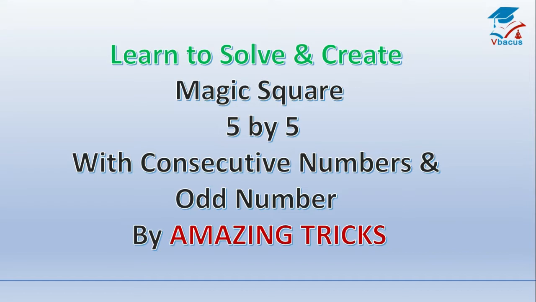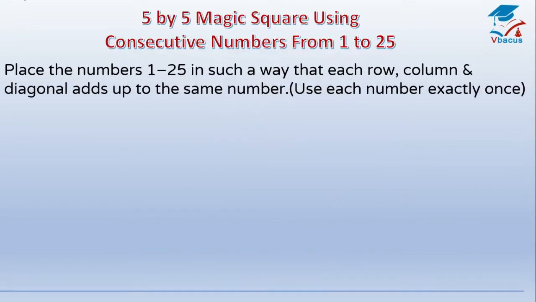Today I am here again with a new topic of Vedic maths, that is magic square 5 by 5 with consecutive numbers and odd numbers by amazing tricks. Let us see. 5 by 5 magic square using consecutive numbers from 1 to 25. Place the numbers 1 to 25 in such a way that each row, column and diagonals adds up to the same number. Use each number exactly once.